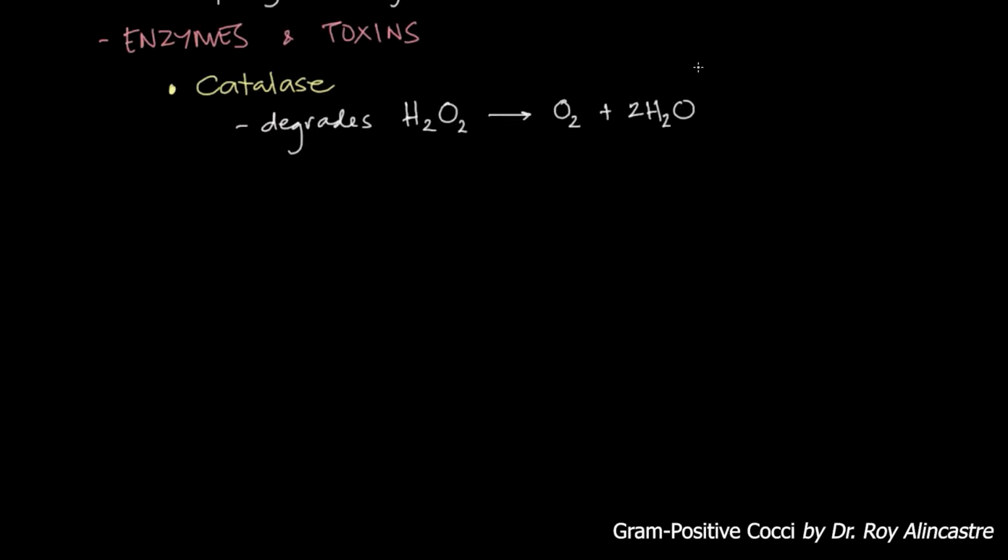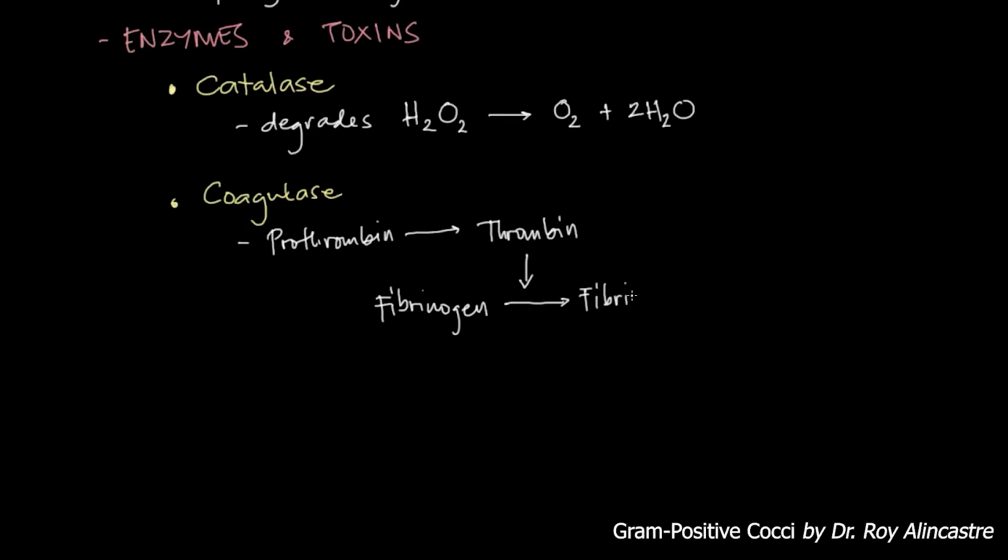Staph aureus is distinguished from other Staphylococci by their ability to produce coagulase. Coagulase is another enzyme produced by Staph aureus that causes plasma to clot by activating prothrombin to form thrombin. If you remember your coagulation cascade, thrombin then catalyzes the activation of fibrinogen to form the fibrin clot. This is not present in Staph epidermidis and saprophyticus.